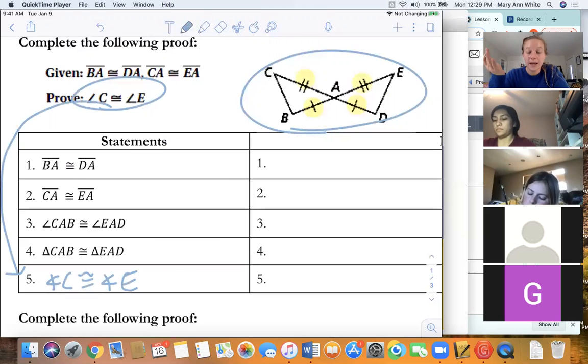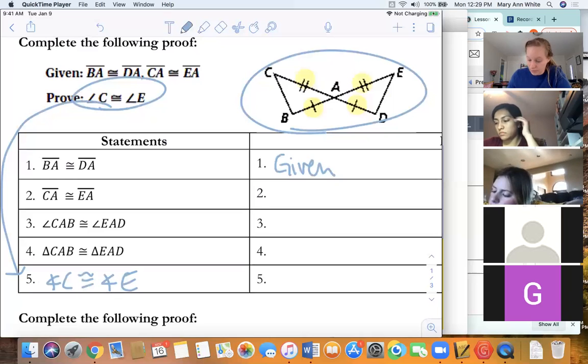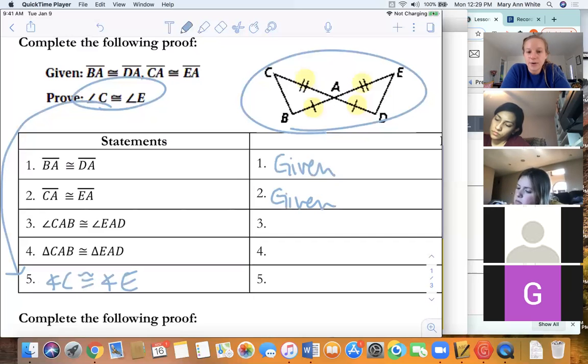Okay, the next thing we do is start at the beginning and see what the reasons are. The first one says BA is congruent to DA. What's my reason for that? Given. Given, very good. And then the next one says CA is congruent to EA. Why do I know that? Given. Also given, right? I'm sure most of you have already written it down or are yelling it from your side of the computer, even though I can't hear you. Given, given. Easy. So we know three things without even trying yet.